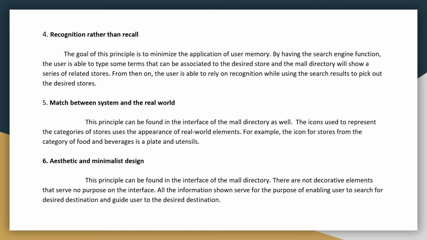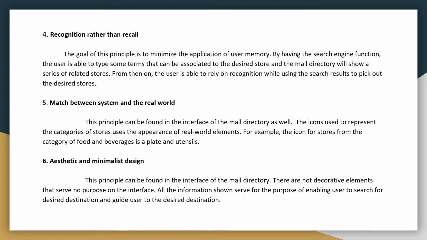The fifth one is match between system and the real world. This principle can be found in the interface of the mall directory as well. The icons used to present the categories of stores use the appearance of real-world elements. For example, the icon of stores from the category of food and beverage is a plate and utensils.